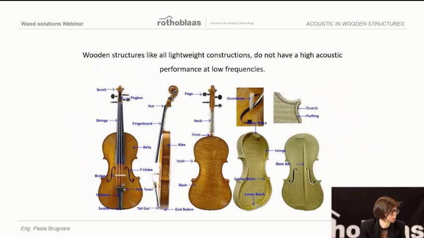Before starting, we need to say that wooden structures, like all lightweight construction, do not have a high acoustic performance at low frequencies. This does not mean that timber buildings cannot reach a high acoustic performance. It means that we need to work on timber construction in a different way compared to traditional solutions. We need to work with different principles, like the principle of disconnection, in order to avoid the transmission of vibration through the structure.